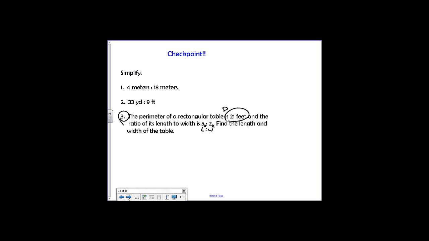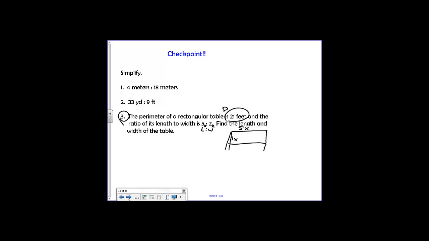And let's see what we have. It's a table, so I'm going to draw a rough sketch of my table. It's a ratio of 5 to 2. So if I say 5x and I say 2x, there I have it labeled. The way I labeled it makes sense. This is the longer side, so it's the bigger number, 5x. There's the shorter side, so I labeled it 2x.